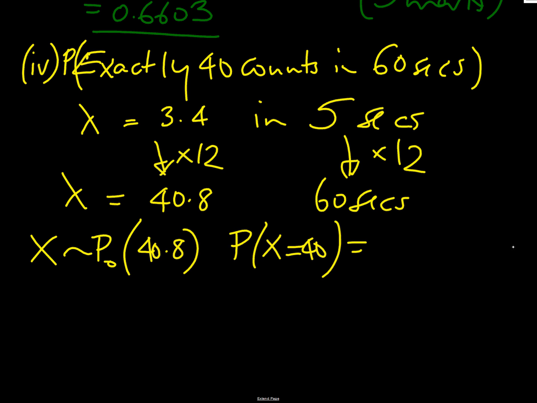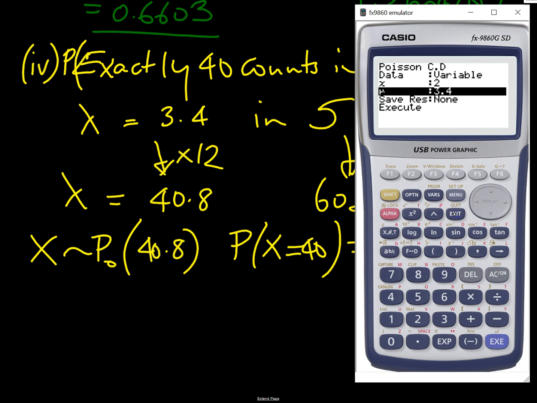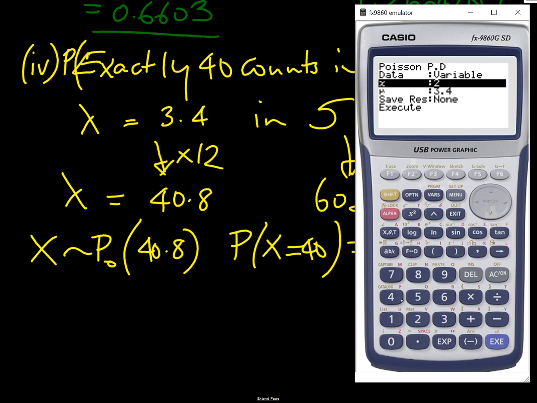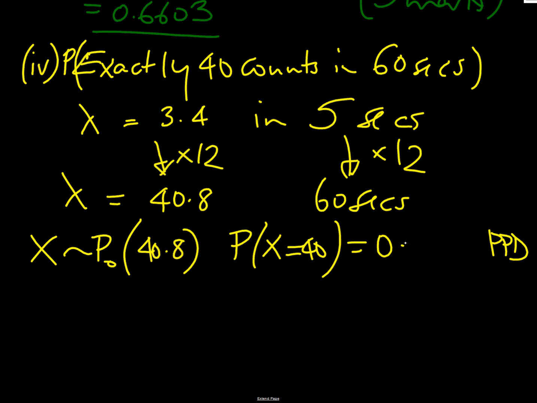So we're going to use our PPD function on our calculator. Let's exit out of there to get back to distributions. Poisson, PPD. We're now looking for 40, in a period of 40.8. There we go. Press our EXE button, and we get 0.0625. Quote everything to 4 decimal places, please. That'll keep you safe from MEI markers.